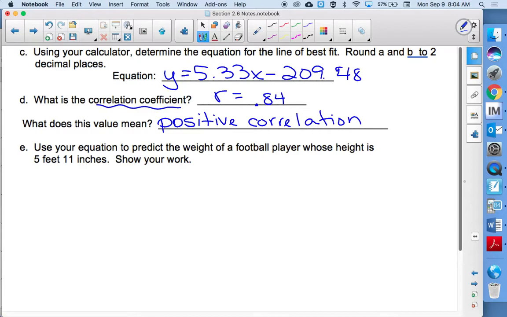And you could say the data is closely related. The closer this number is to 1, which 0.84 isn't too far away from 1, the more those points are going to fit towards a line. So I wouldn't say it's a very close correlation, but you could say the data is closely related. If that were like 0.95, or 0.99, you would say it's very close to being linear.